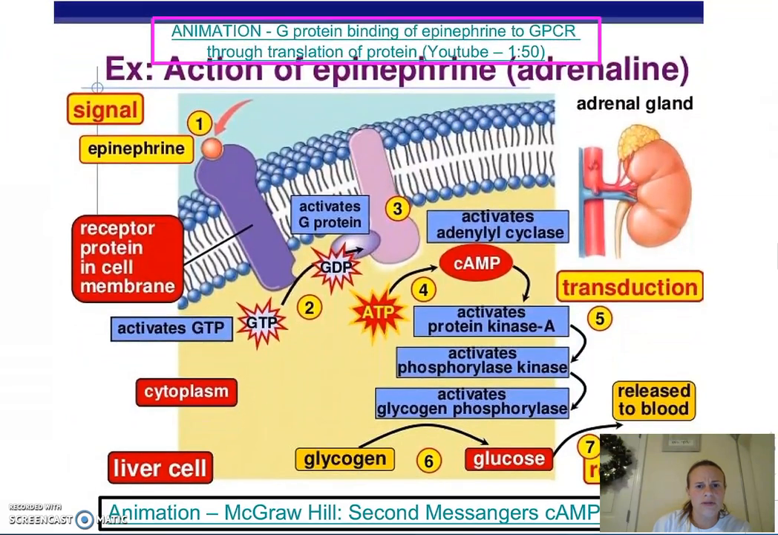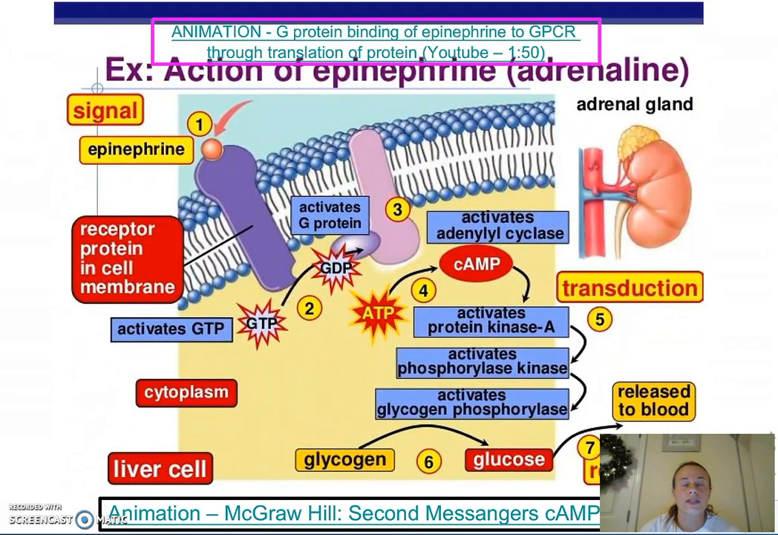The classic example of a G protein coupled receptor is epinephrine, also known as adrenaline. So adrenaline is produced in your adrenal gland, which sits on top of your kidney, and it elicits a variety of responses. For example, your heart beats faster, and your breathing becomes more rapid. Epinephrine or adrenaline is going to cause a variety of responses in your body.